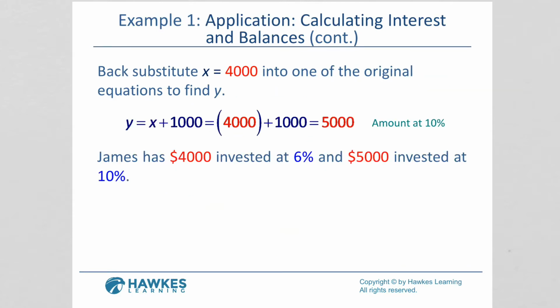We're going to do back substitution and replace the x in the original equation with the 4,000 and then solve for y. Y equals x plus 1,000, which is equal to 4,000 plus 1,000, which is equal to 5,000. That's the amount at 10%. James has $4,000 invested at 6% and $5,000 invested at 10%.